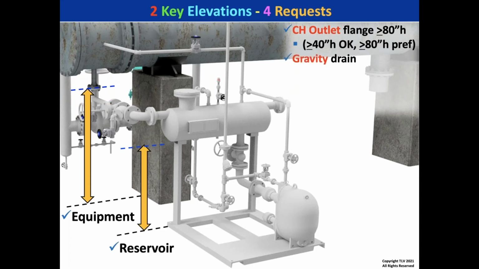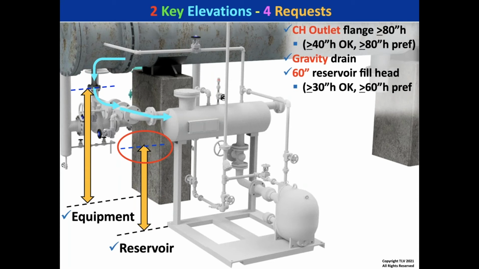The next one is if we take a look at the gravity drain coming into the reservoir, we can work with that second blue line at 60 inches. That's our preferred. We can work as low as 30 inches, but if you have an 80-inch height on the outlet flange, then we can get a 60-inch height here at that blue line, and that allows us to use the least amount of secondary pressure drainers.